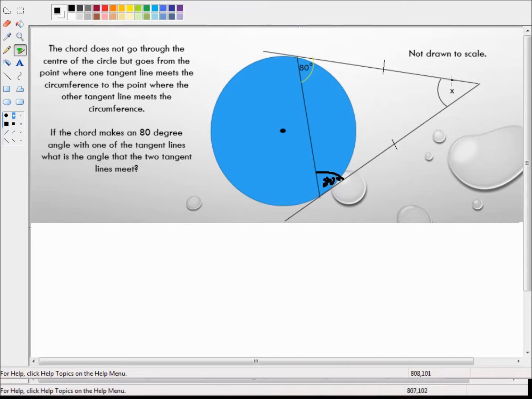And then we know from the angle sum theorem of a triangle that x is equal to 180 minus 80 minus 80, or 180 minus 160. So x is equal to 20 degrees.